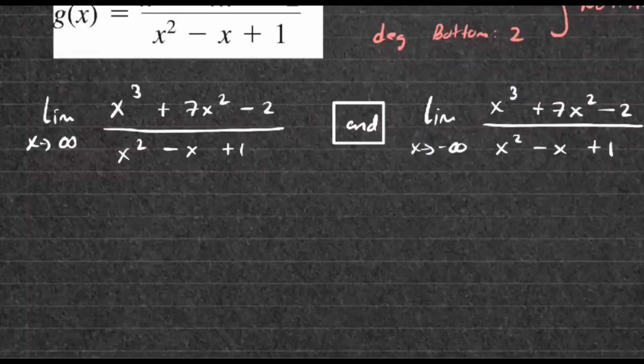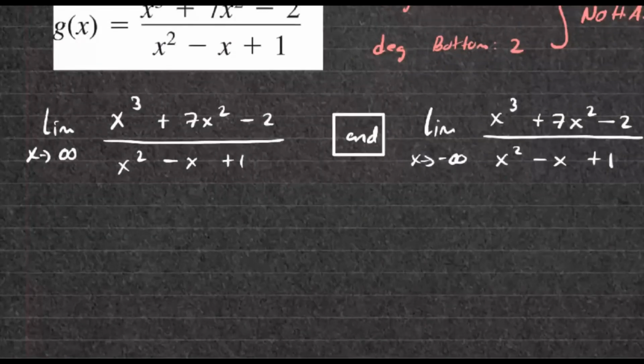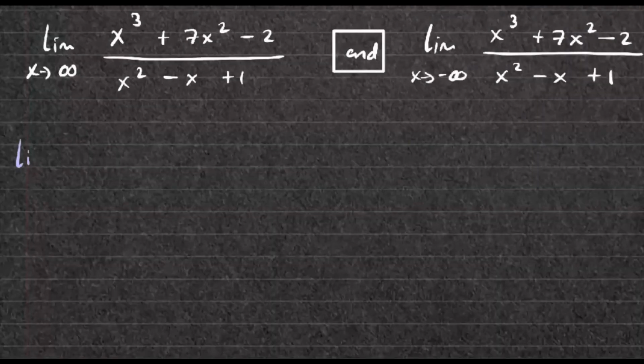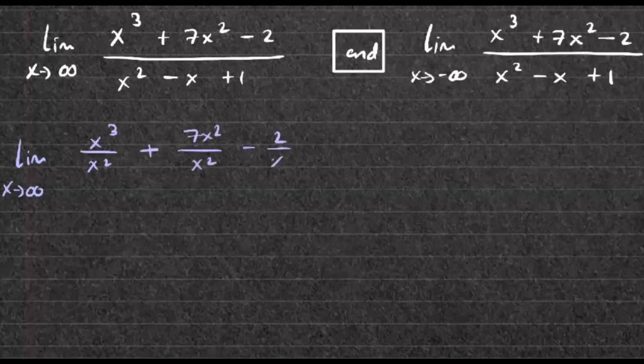Now let's go ahead and do the same thing. We take the highest power of the bottom and divide everything by that highest power. So I simplify the first one, the limit as x approaches infinity. So you do x cubed over x squared, plus 7 over x squared minus 2 over x squared, all over x squared over x squared minus x over x squared plus 1 over x squared.